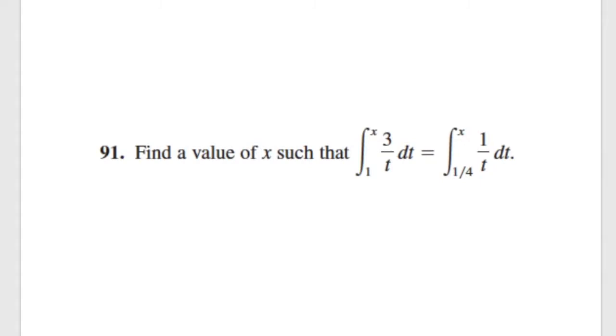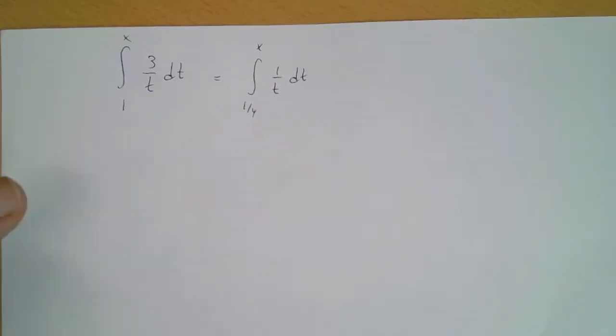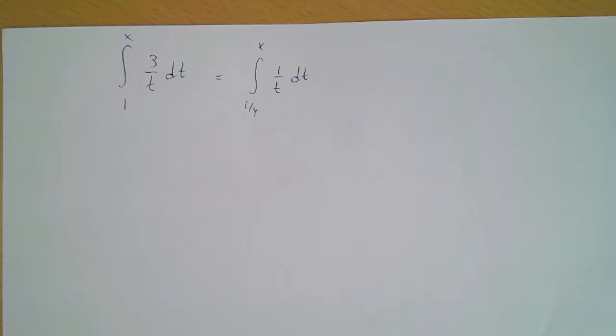Find the value of x such that the integral from 1 to x of 3 over t dt is equal to the integral from 1/4 to x of 1 over t dt. Okay, so we can just move forward directly and integrate the two expressions on the left and the right of the equal sign, and just hopefully we get to an answer.